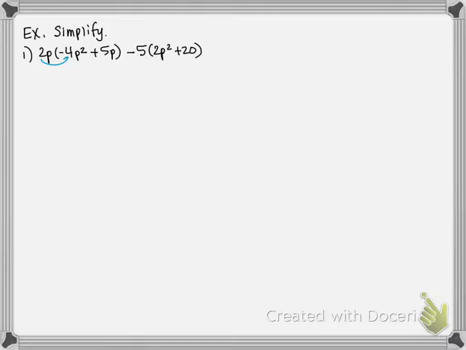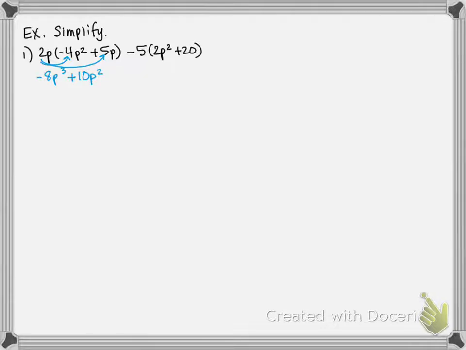Okay. So I'm going to be multiplying 2p times each of the terms in the binomial behind it. So 2 times negative 4 is negative 8. P times p squared is p cubed. Then I'm going to multiply 2p times positive 5p. That's going to be a positive 2 times 5 is 10. P times p is p squared.